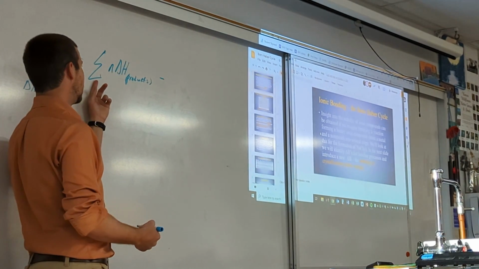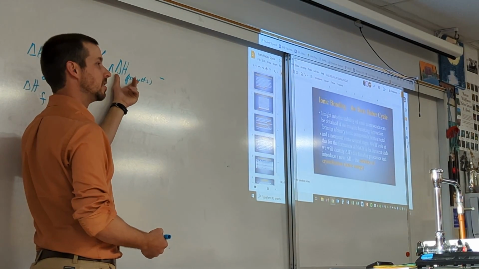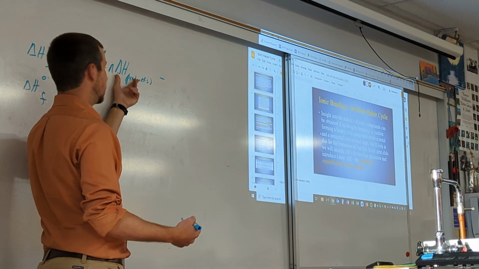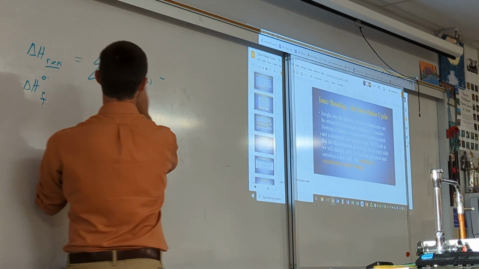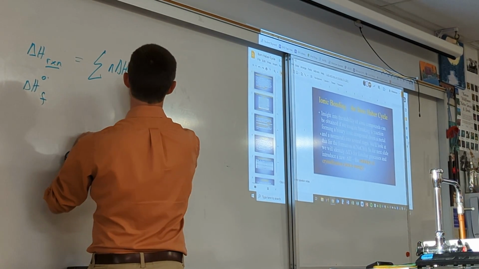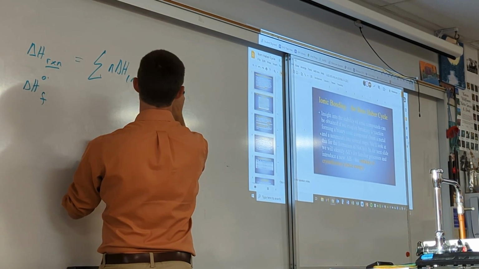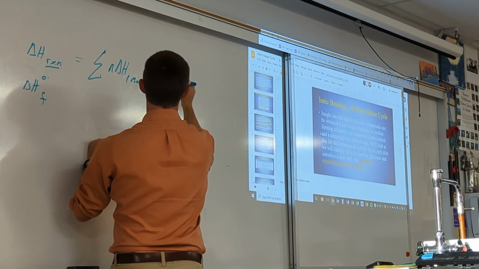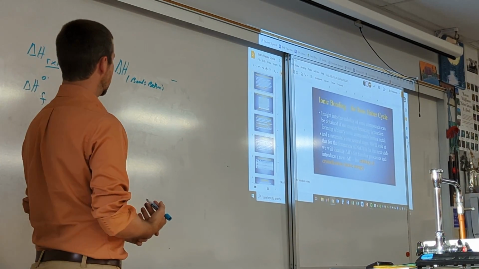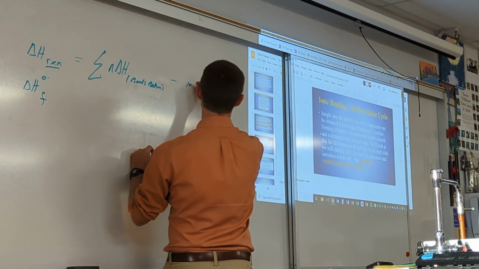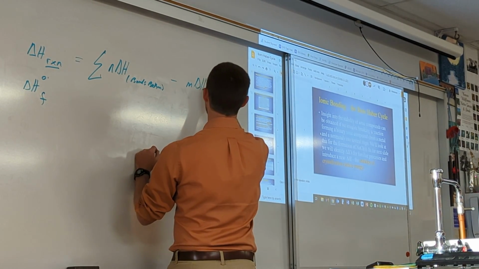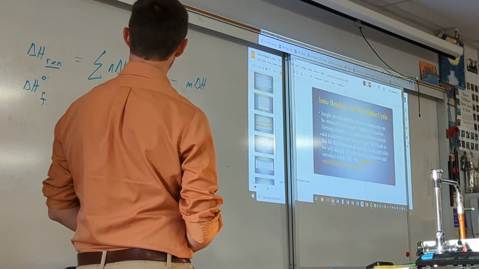Add up all of the individual enthalpies for the bonds broken. The products would be here. And subtract that from the individual enthalpies of the bonds formed. It just looks really weird because of how it's written. It's just like an E.